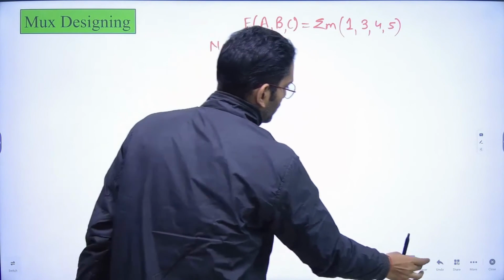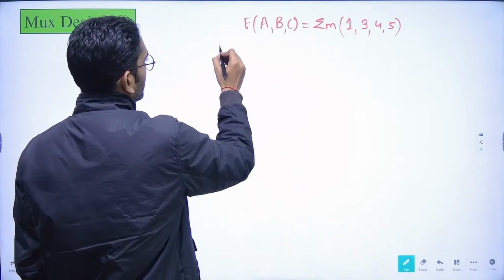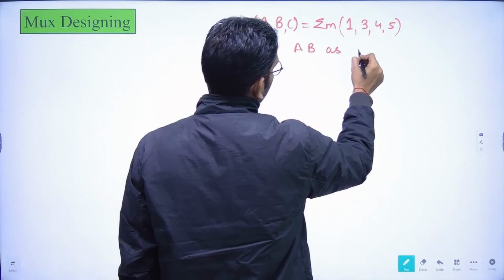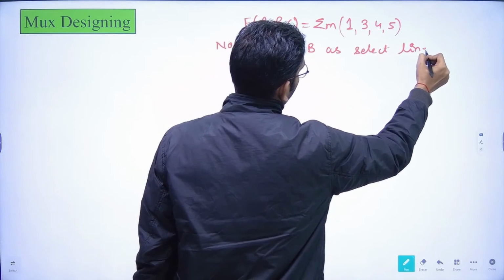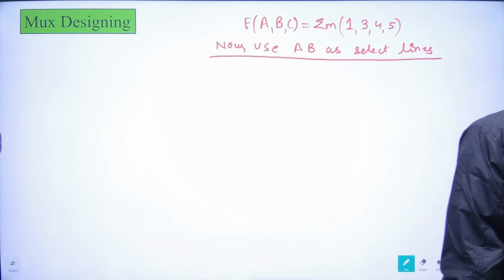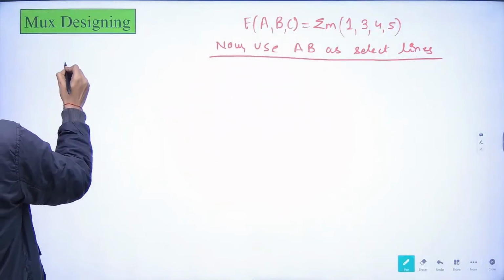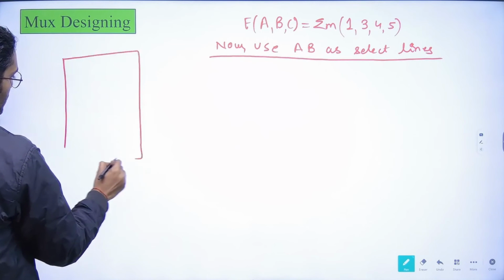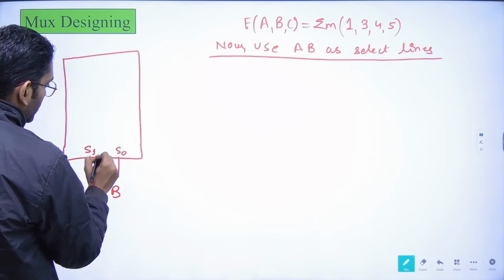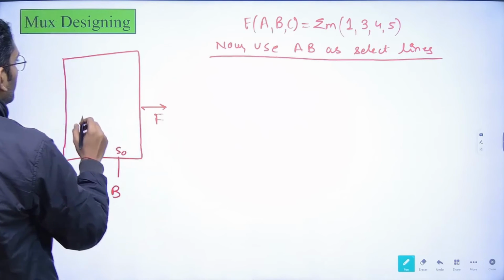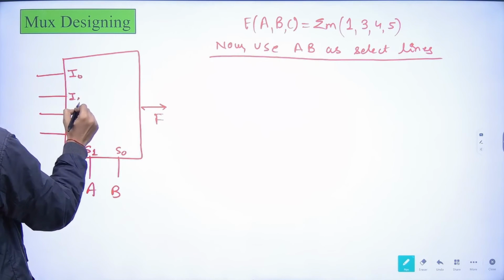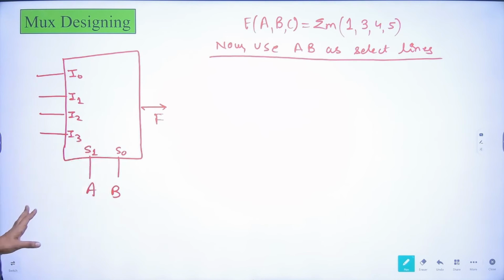Now use A B as select lines. What we have to do is use A B as the select lines. So we can draw one MUX. A B would be the select lines, and this would be the output F. The inputs are I0, I1, I2, and I3.